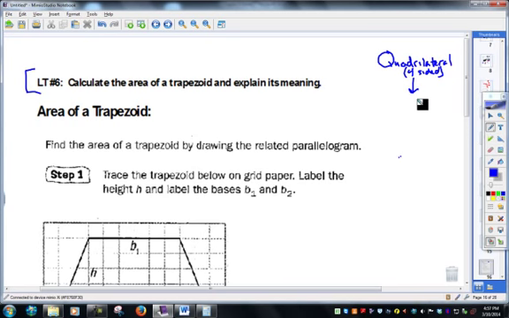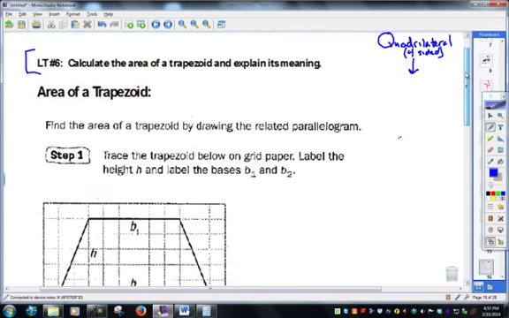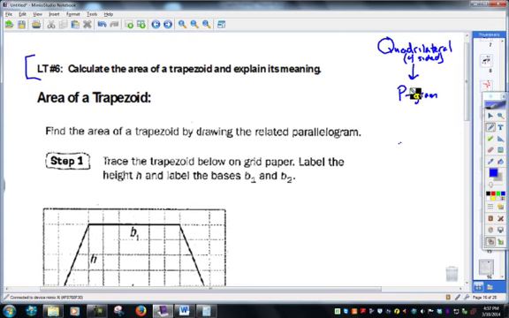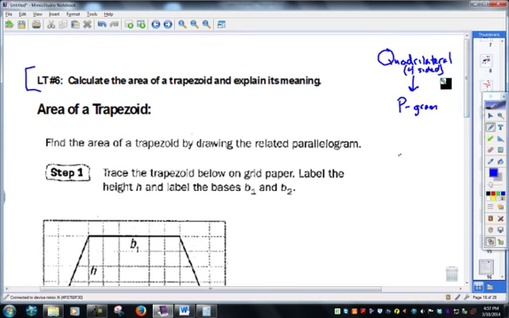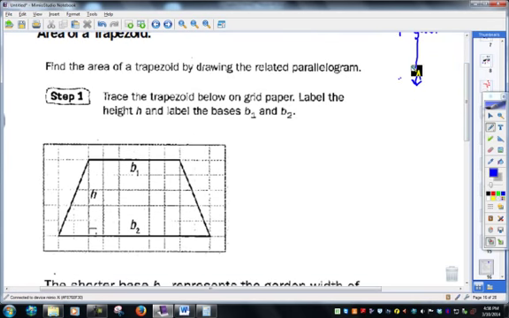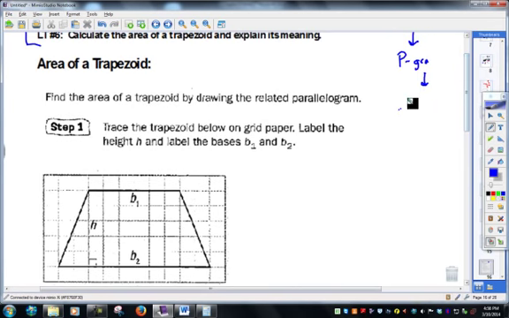Okay, and then a quadrilateral can be a parallelogram. I'm going to put p-gram. Now we know that a parallelogram has opposite sides congruent, and it has opposite sides parallel. Okay, so I'm going to go down now. A parallelogram. Hold on. Okay, a parallelogram. You know, a special type of parallelogram is a rectangle.